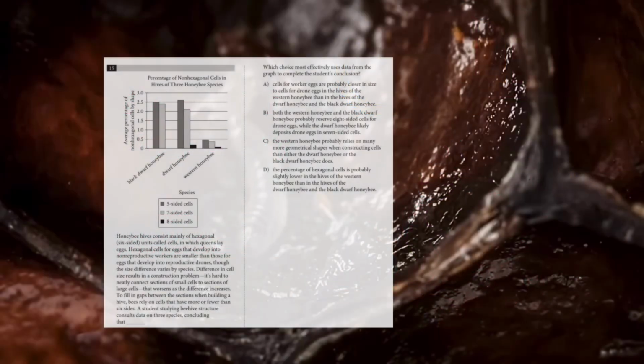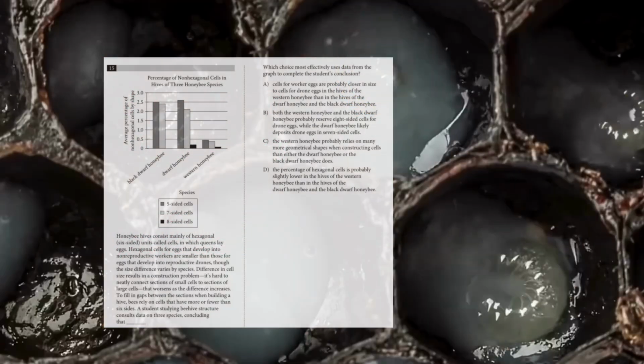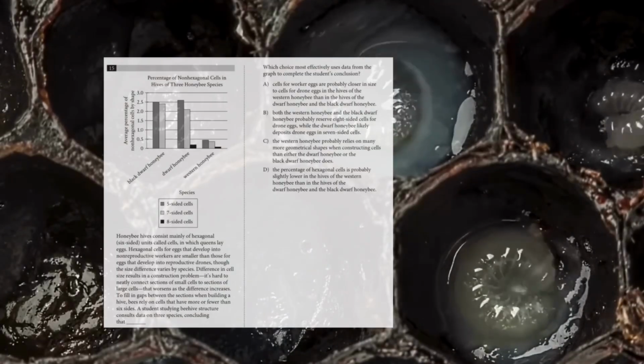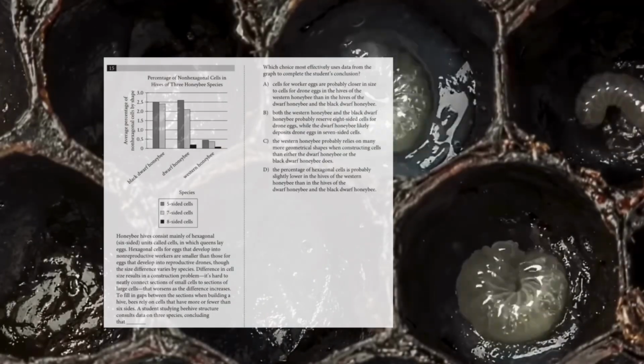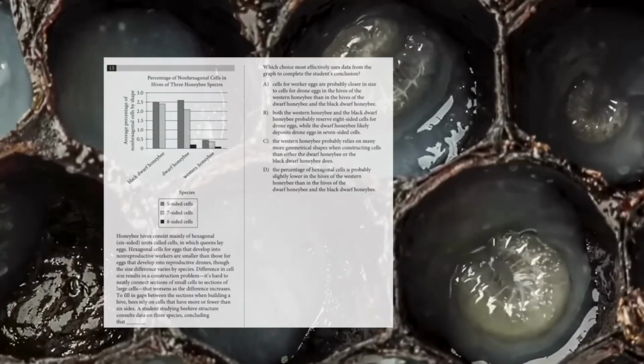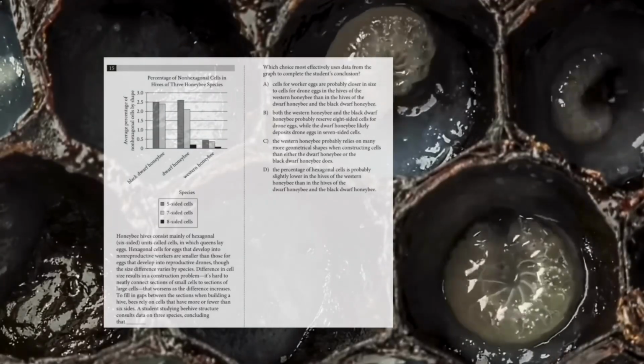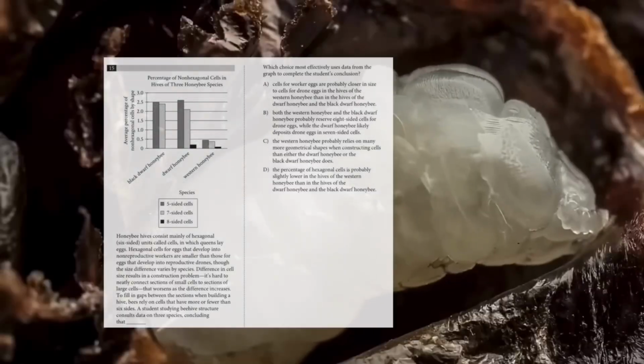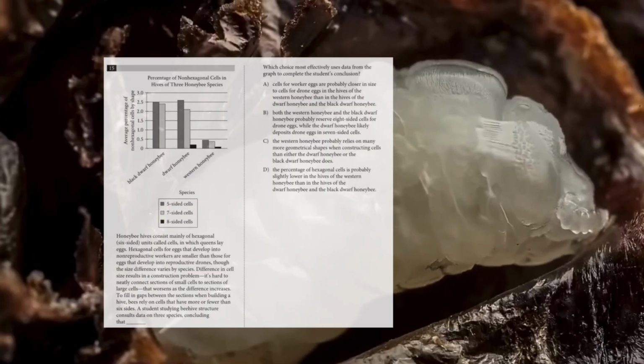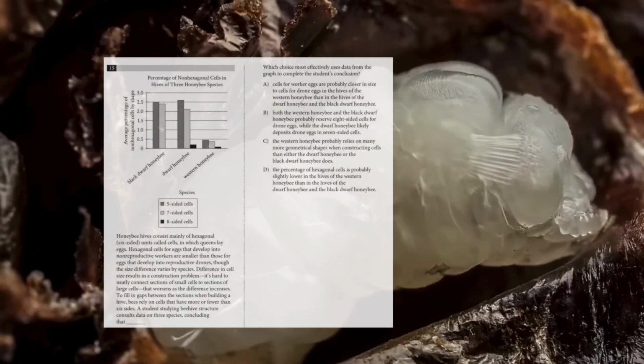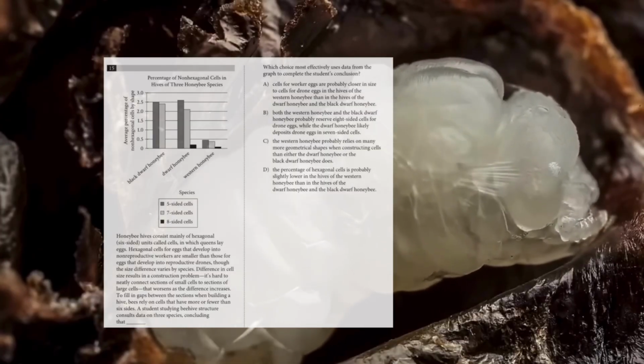Honeybee hives consist mainly of hexagonal, six-sided units called cells, in which queens lay eggs. Hexagonal cells for eggs that develop into non-reproductive workers are smaller than those for eggs that develop into reproductive drones, though the size difference varies by species.